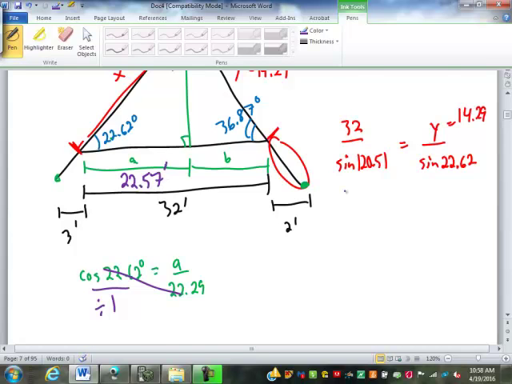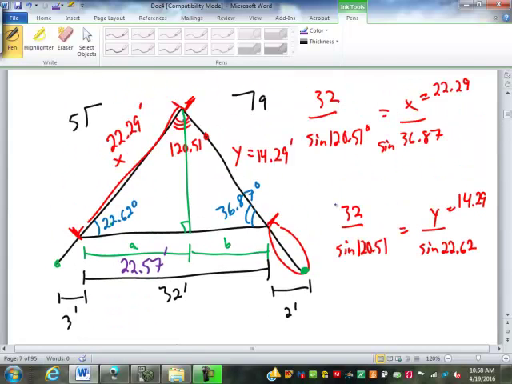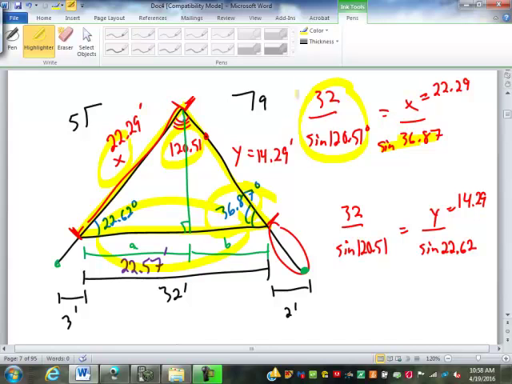Todd, can you go up really quickly and show me how you got the sides? Explain that one more time. Law of sines. I have this triangle right here. I have 32 as this side over the sine of 120.51, equal to X over the sine of 36.87. So cross multiply and divide to get 22.29.